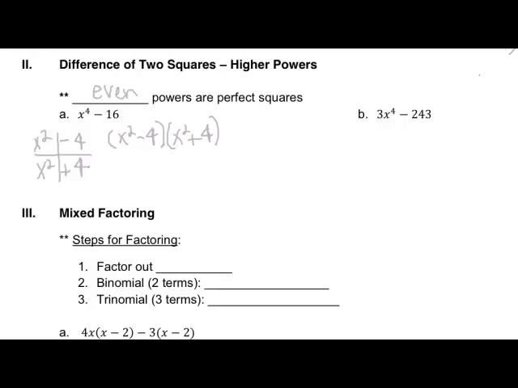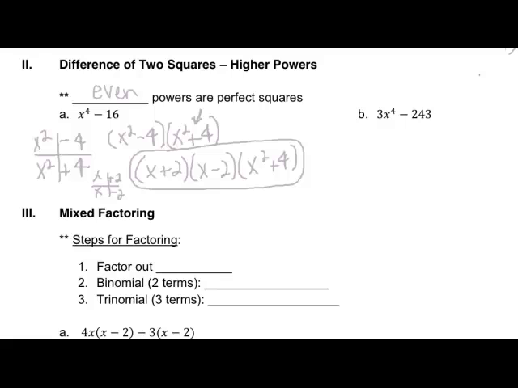X squared plus 4, they may be perfect squares, but the plus in the middle of them says that it cannot be factored any further. So we're going to set up our t again. Again, we have x and x. Now we're looking for factors of 4. So that would be 2 and 2. Again, plus and minus. So we have x plus 2, x minus 2, and then don't forget your other term, x squared plus 4. So this is our final factored answer.